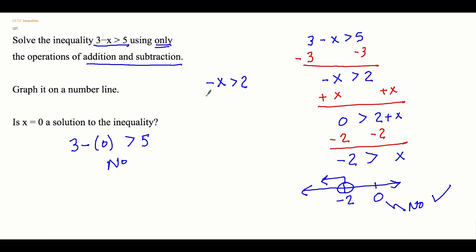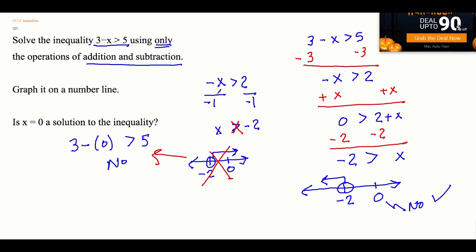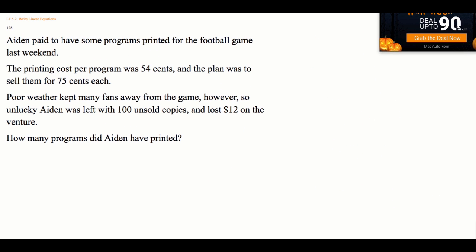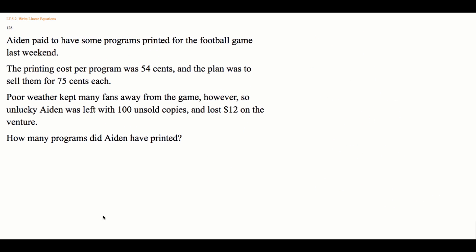Now let's say that you were trying to do things on your own without following the instructions. You divided by negative 1. In this case, you get x is greater than negative 2. And on the number line, it looks like this and goes to the right. Of course, 0 would be included, and we know that it's not because of what we did just before. So the important thing is, if you divide or multiply by a negative number, you have to change the sign. So either don't do that or just use the addition and subtraction.